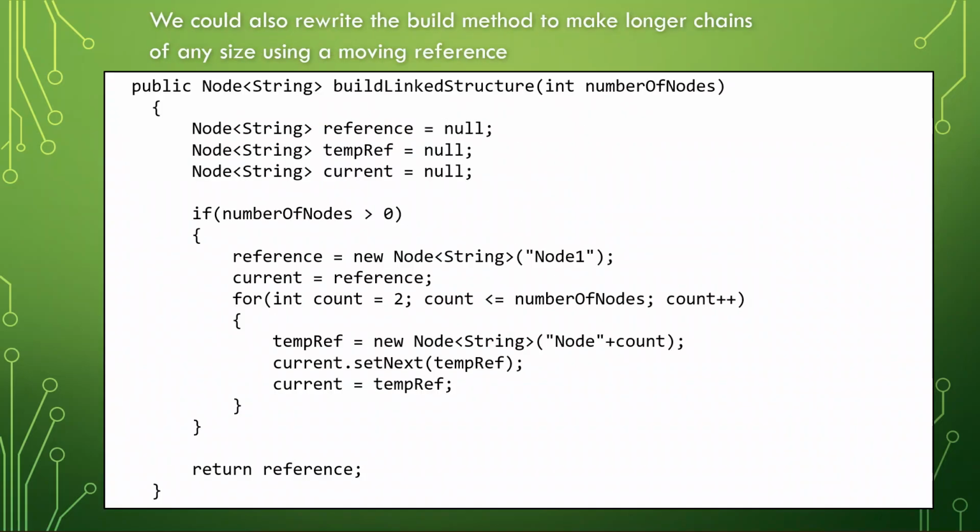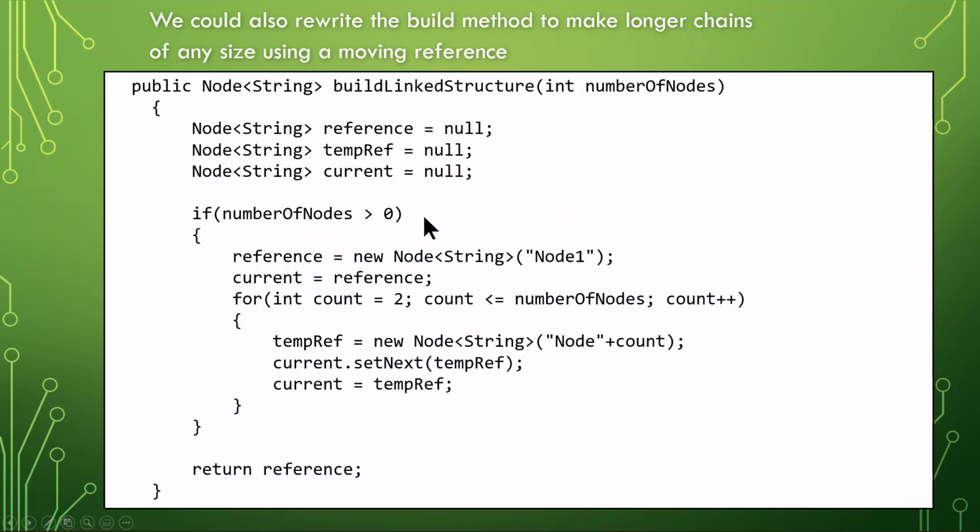Now, we could also rewrite the building method to make longer chains of any size using a moving reference. So the idea is that we can move to a certain spot or keep moving it forward to keep a marker of where we currently are. So here's a building one where you give it the number of nodes and it'll keep making a list of the number of nodes that you have of your size.